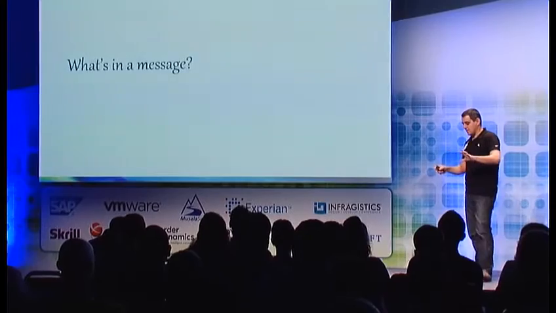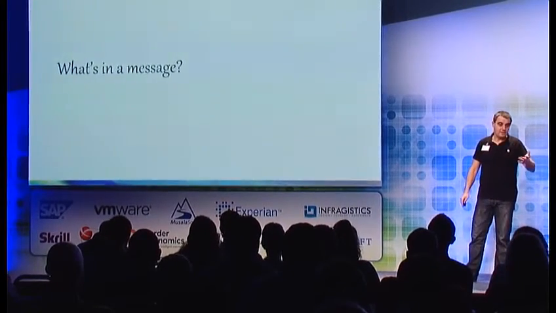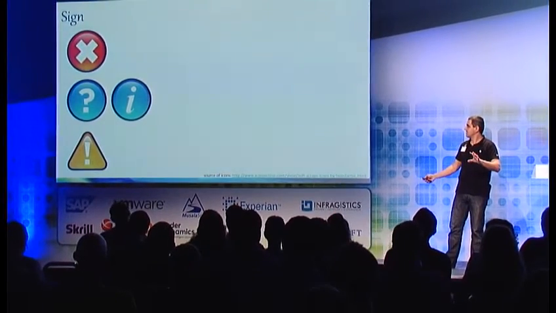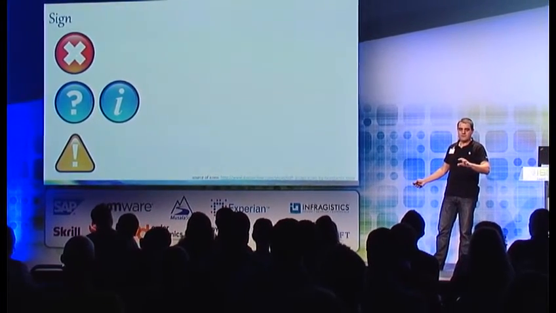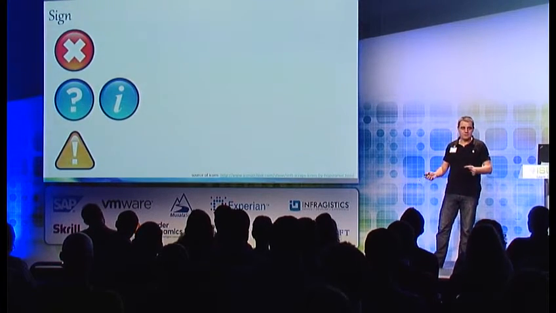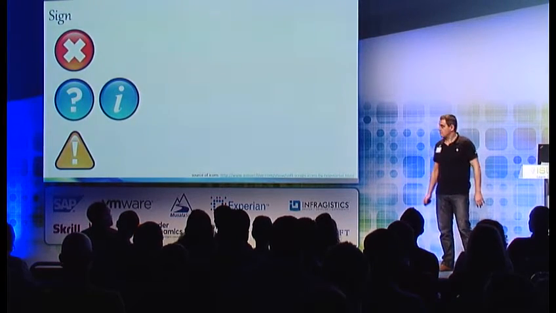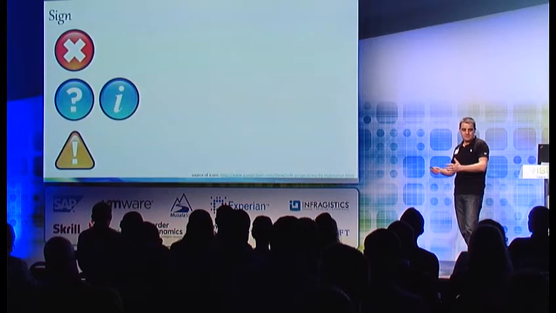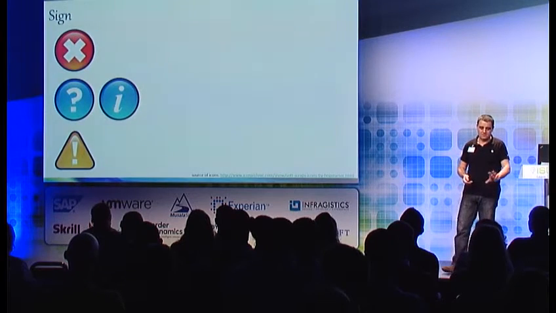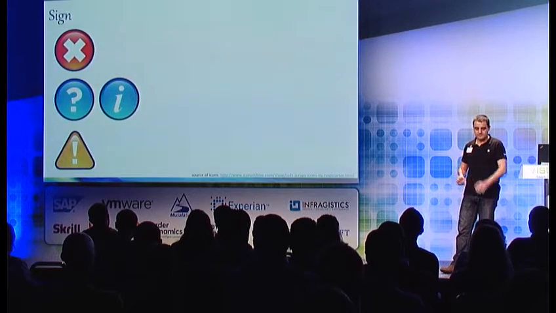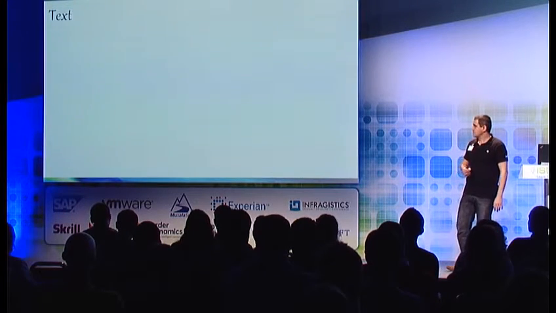So let's have a look at what a message is like, or what's in a message. First thing, there is some sign. I guess you recognize this, right? This is a critical thing. Yes, something serious happened. Or this is information. Yes, we want to let you know something. And this is a warning. Different types of messages, right? And the sign indicates the type of message. Good. So this is one of the elements. This is optional. Not all messages have signs. Now, the next one is text.